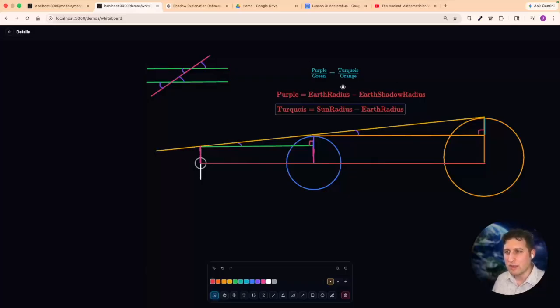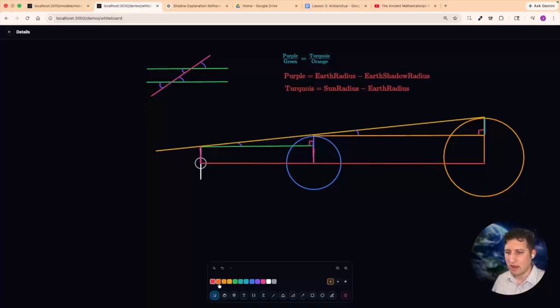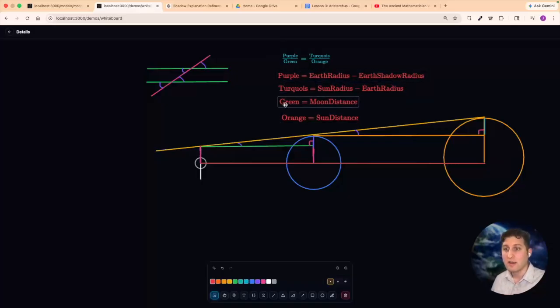So we can rewrite this formula. Let me just add all of our pieces here for us. So we know what purple is, we know what turquoise is. Let's add the other ones in here too. We know that green is equal to moon distance, and orange is equal to our sun distance. So we have all of the pieces for this formula. Let's just swap it in. If you want, take a second to pause, come back once you've done this yourself.